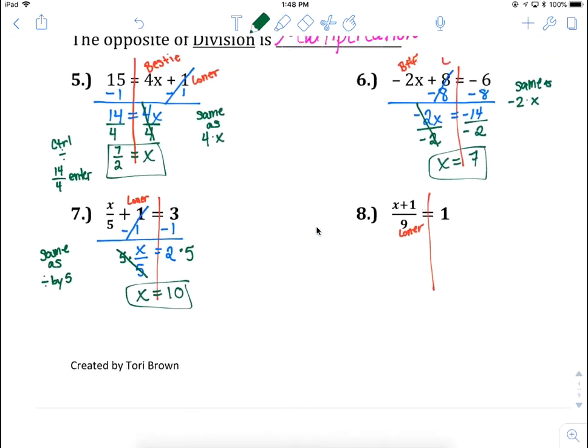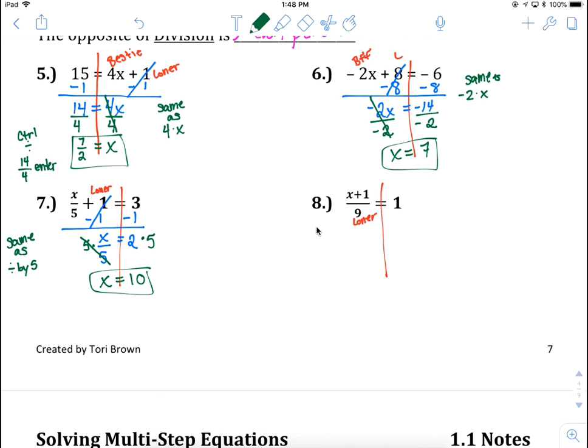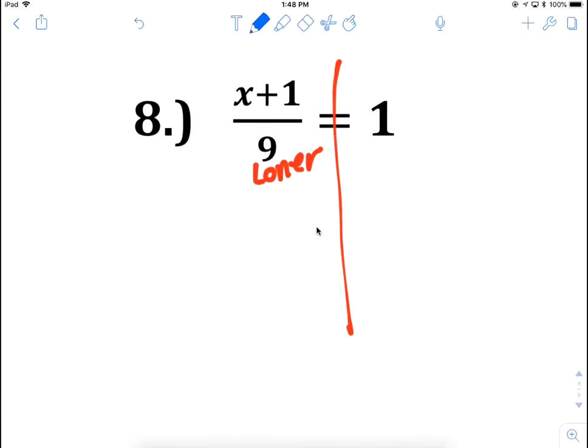Now, number 8 is going to be similar, but it's not going to be the same order because where we start is going to look a little bit different. So let's go ahead and look for who we're going to cancel first on number 8. The loner is the 9 that's in the bottom. And what's that 9 doing? Good, that 9 is dividing. If we want to cancel out a divide by 9, that means we need to multiply.